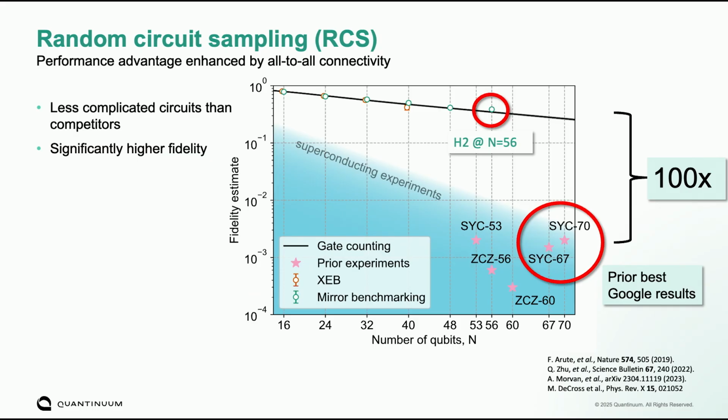And so at 56 qubits, it's not as complex of a circuit as some of these really nice results from Google. And here I don't even have the results from Willow on there, which is well farther to the right, but still at a lower fidelity. And so those are certainly more complicated circuits.